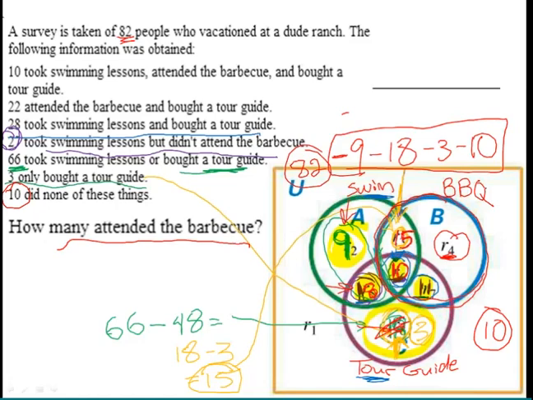And so if I quickly do that on my calculator, 82 minus 9 minus 18 minus 3 minus 10 should give me 42 people in total going to the barbecue. And if I actually subtract the 15, the 10, the 11 from that, I should end up with 6 people who just went to the barbecue. But that was not an important number. The important number is 42. Okay.